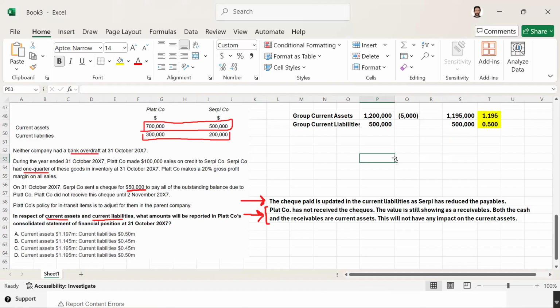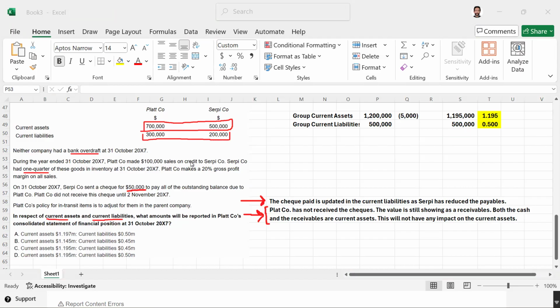So I hope this question is fine. You understand it? Yes. Okay, fine, no problem. I can explain it again. I hope you are comfortable with the unrealized profit part, the 5,000 that we have dealt with.